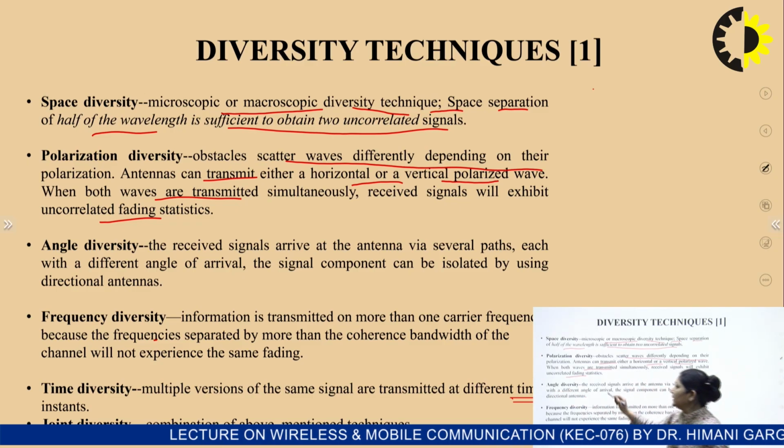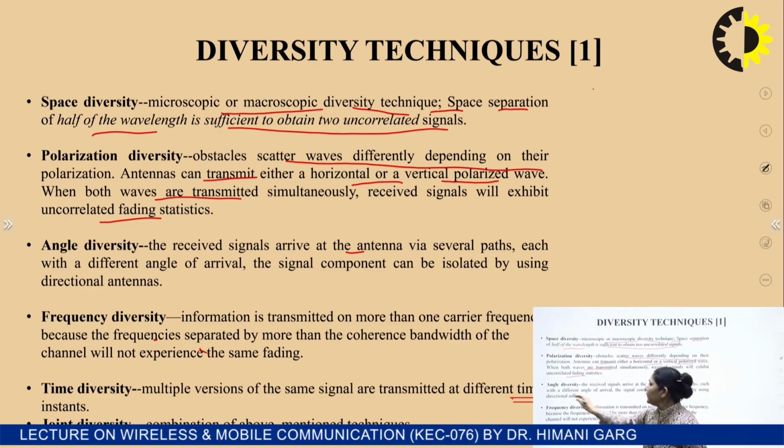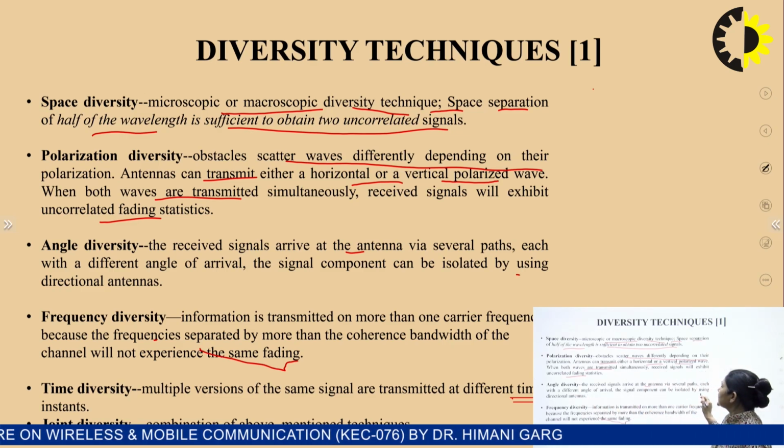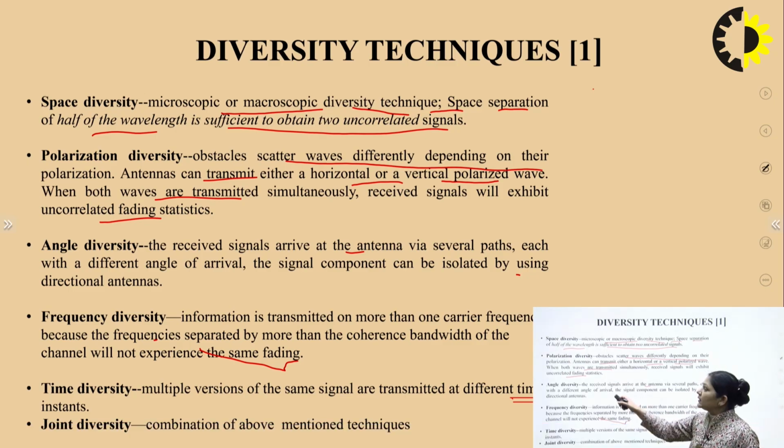Angle diversity. The received signal arrives at the antenna by several paths, each with a different angle of arrival. The signal components can be isolated by using directional antennas. So, as you can see here in diversity, we are transmitting the signals. There can be a difference in the wavelength of those signals, there can be variation in the polarization of those signals, and there can be variation in the angle of those signals.